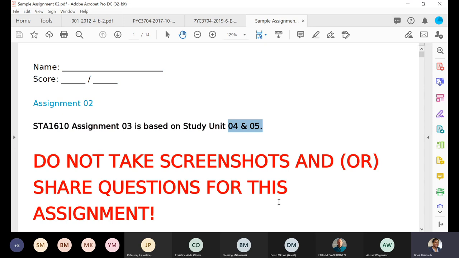So assignment two dealt with study unit four. In study unit four, you learned about the basic probabilities. What you need to know about the basic probability is that you need to be able to define the concepts of the basic probability, which in turn means you need to be able to know what probabilities are and what are the types of probabilities that you can get.